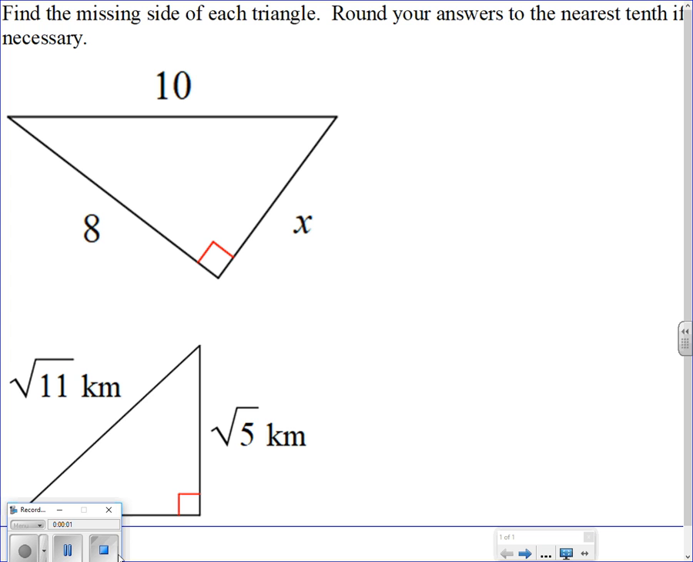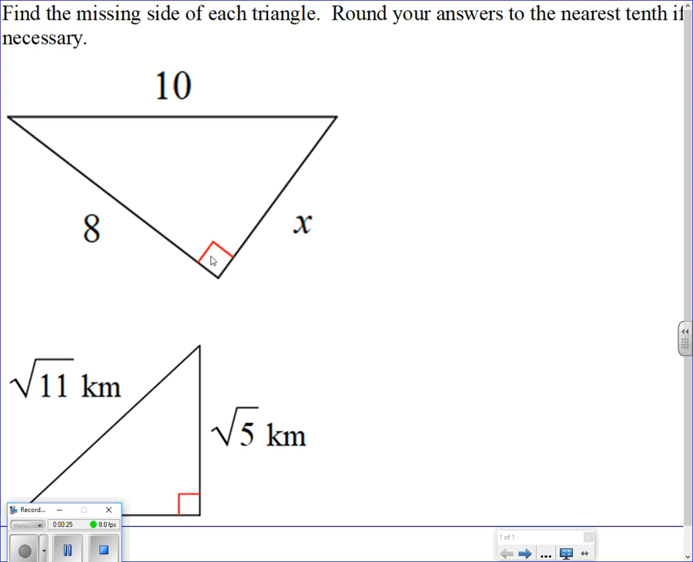Okay, good morning. In this video, I'm going to show you how to solve for a side of a triangle, given the other two sides. This is called a right triangle, and the reason I know that's a right triangle is because of this symbol. This tells me that it's a right angle, and the right angle means that this one measures 90 degrees.